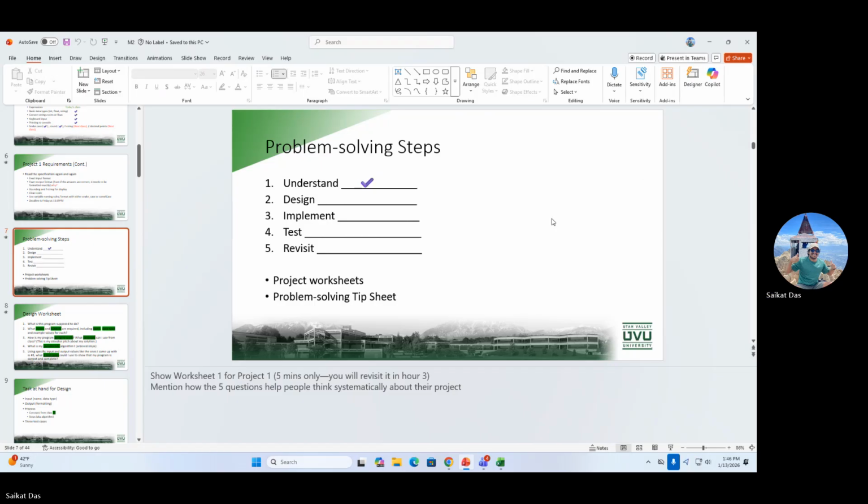And whenever you're done with the implementation, then comes the testing and revisiting your code, like rewriting your code. But rewriting code is not part of project one. Probably in project two, we will be rewriting our code. First, we'll write our scratch code. Then we will rewrite it with different concepts that we have learned, like functions, loops, and other techniques.